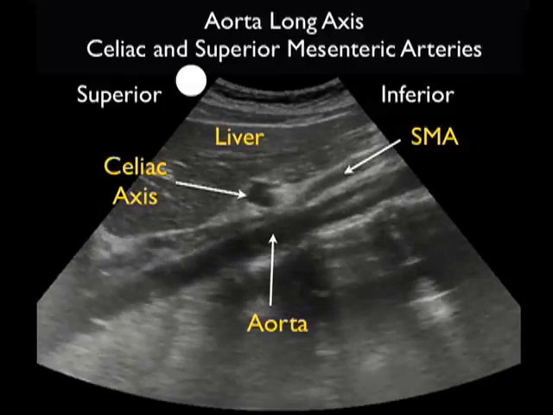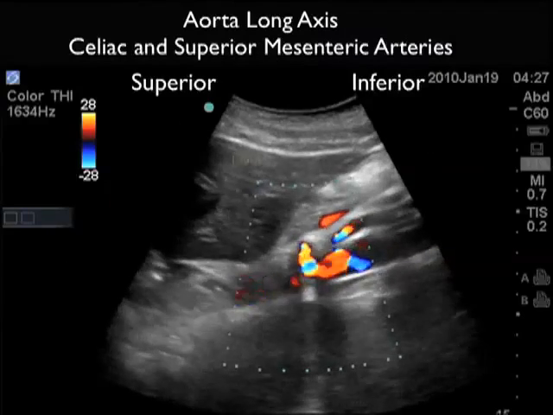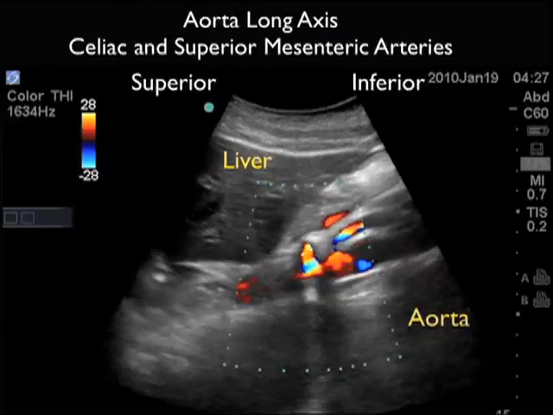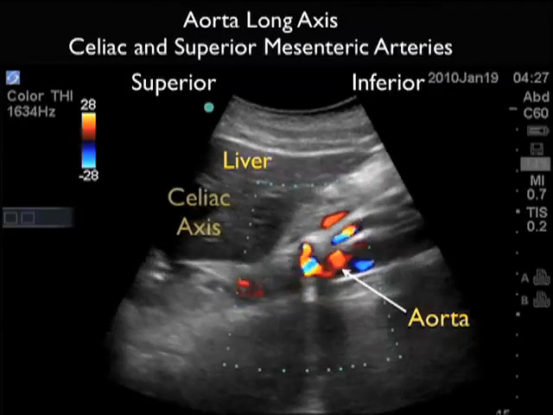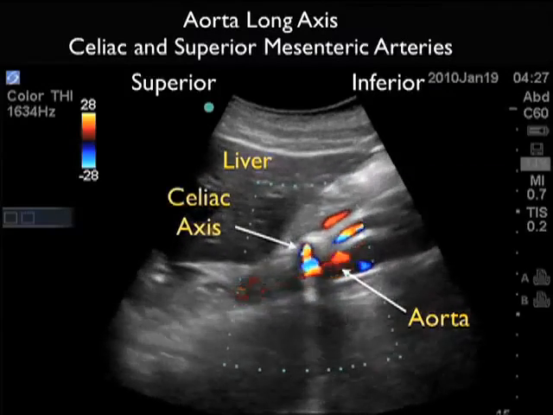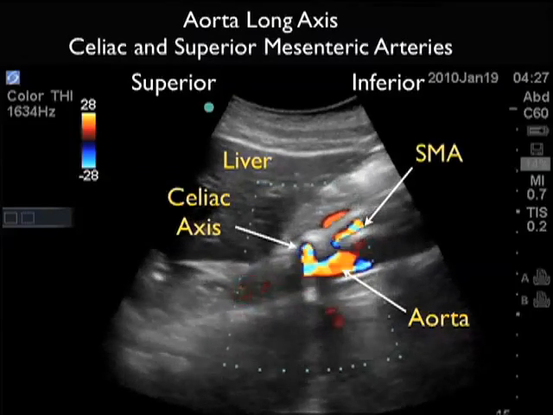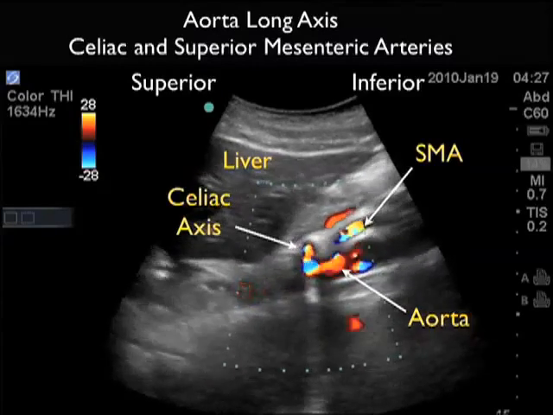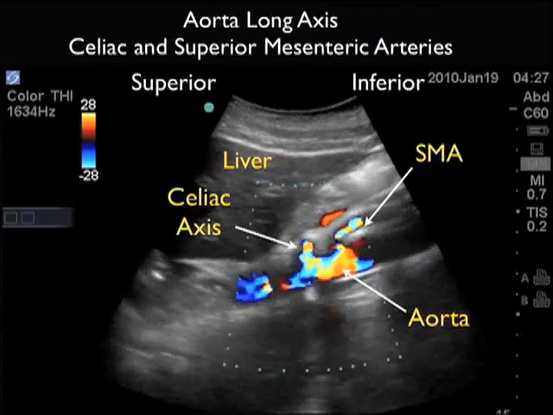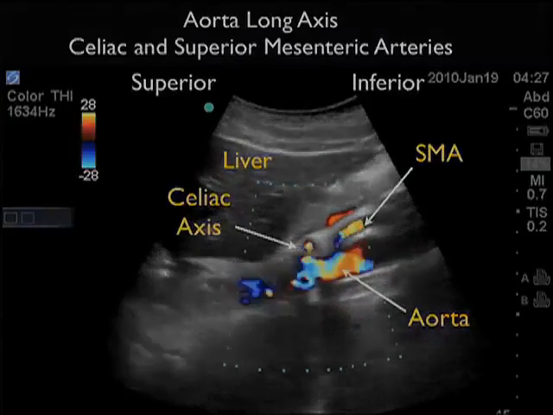We can apply color flow Doppler to the aorta in long axis view, and again we can see the pulsations of the aorta with each heartbeat. We see the liver anteriorly in a mid-sagittal configuration, and notice the celiac axis arching here superiorly and the superior mesenteric artery moving inferiorly down towards the intestine.